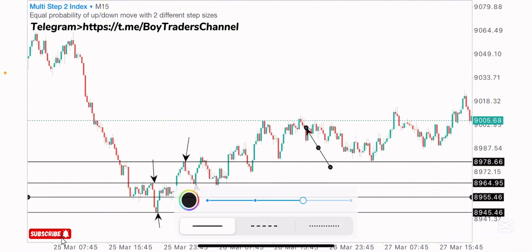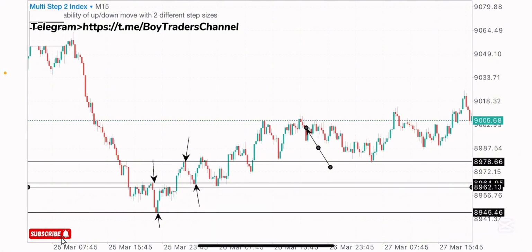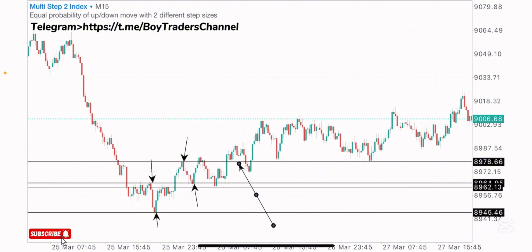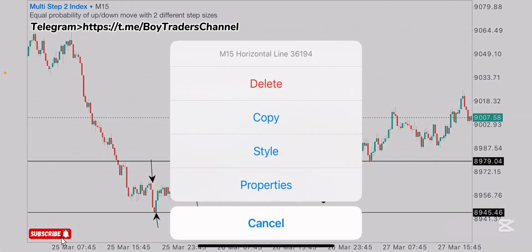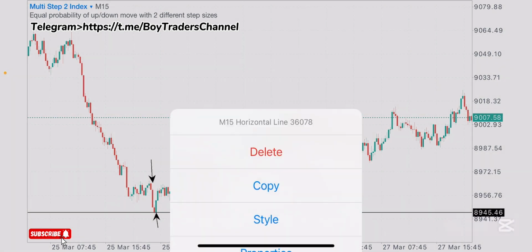And the low that was formed at this point has a value of 8,962, while the value of the first low is 8,945. 8,962, which is the recent low, which is the higher low formation, is higher than 8,945. So that's why this recent low and recent high are called higher highs and higher lows formation. Their values are always higher than the values of the previous highs and previous lows.